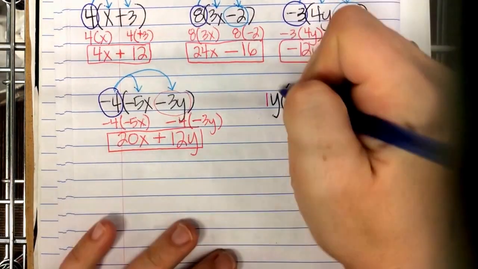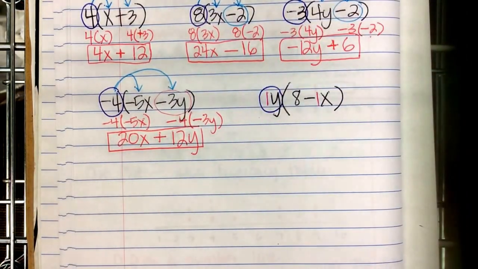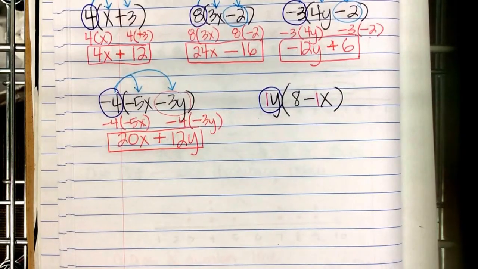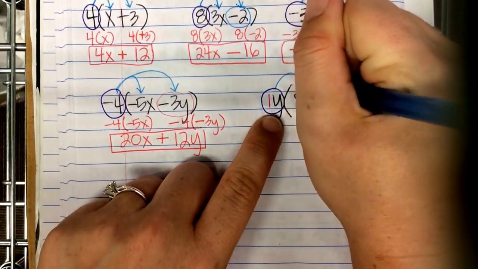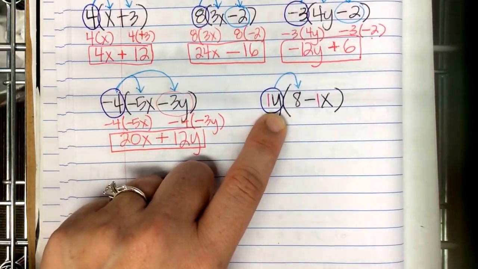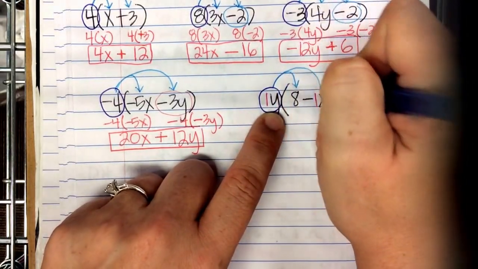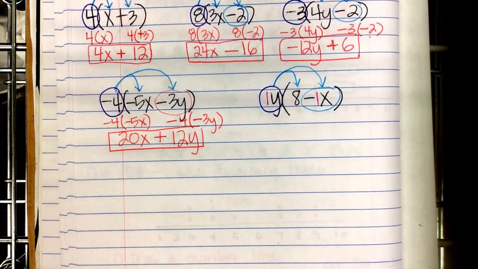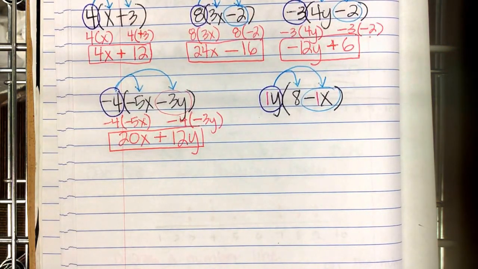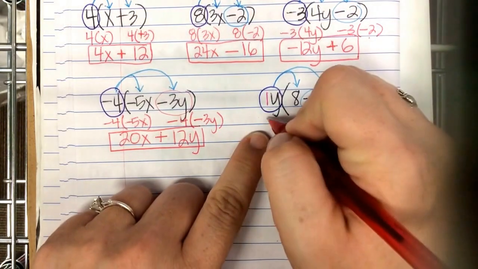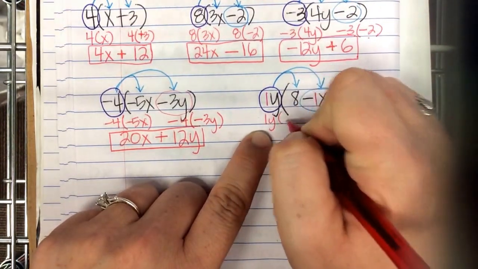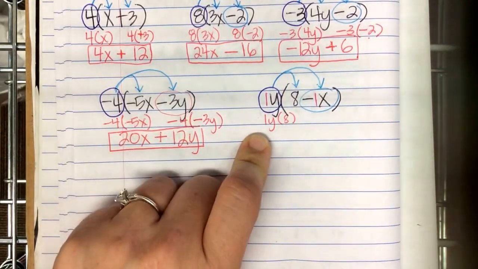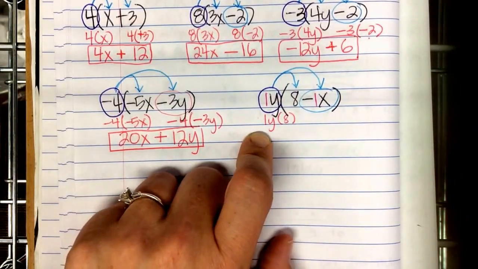So I'm going to circle 1y. I'm going to draw an arrow to the 8, and I'm going to draw an arrow to the negative 1x. So I have 1y times 8 as my first.